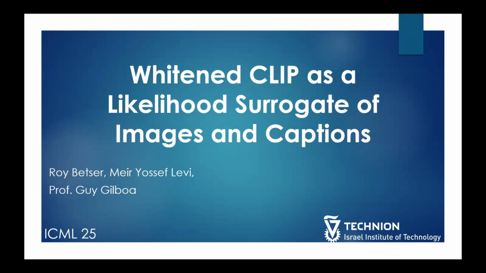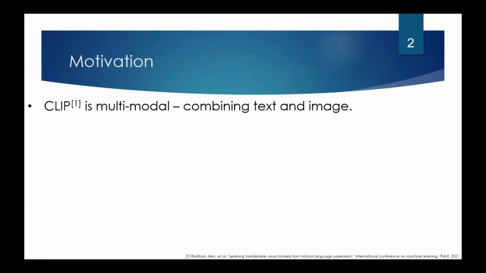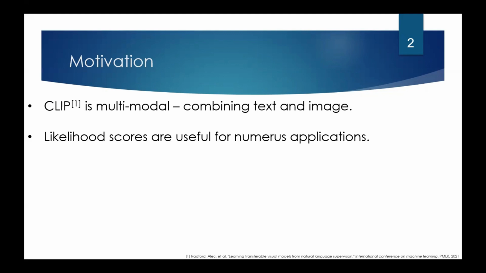Whitened CLIP as a likelihood surrogate of images and captions. CLIP is a very powerful vision language model that learns to align images and text into a shared embedding space. But despite its success in many downstream tasks, it lacks a clear probabilistic interpretation. Such a probabilistic interpretation can be useful for a lot of downstream applications.